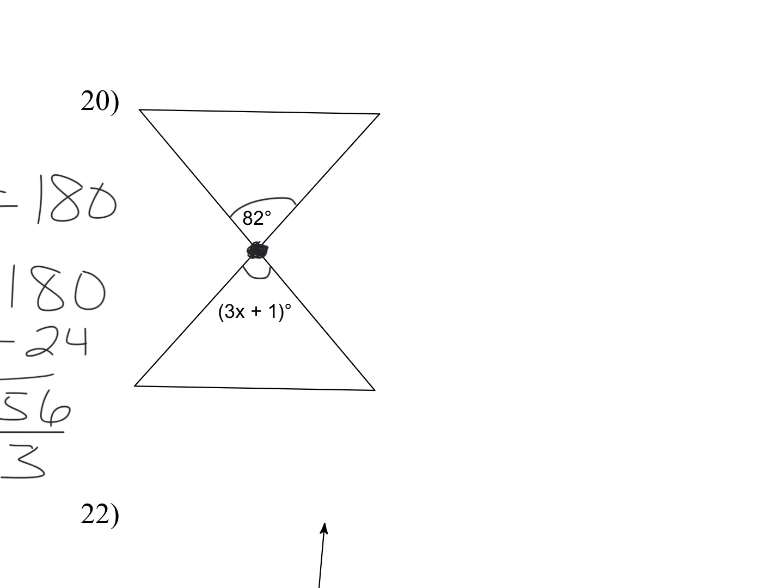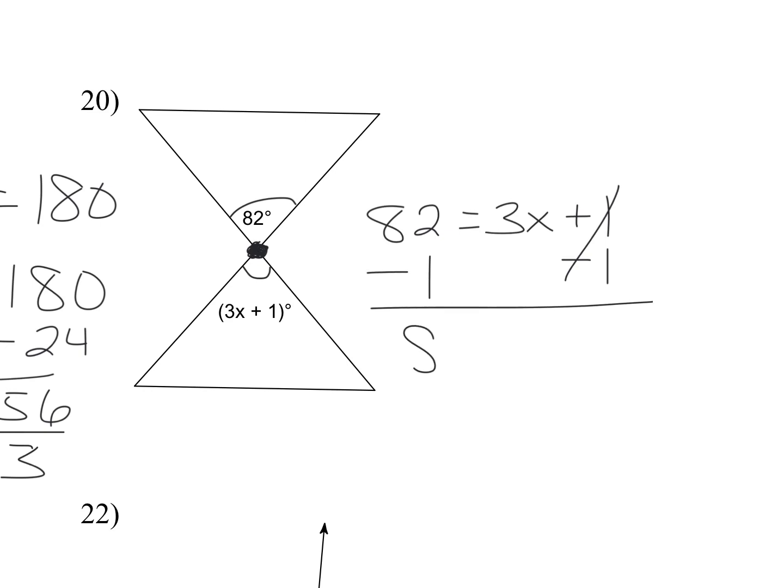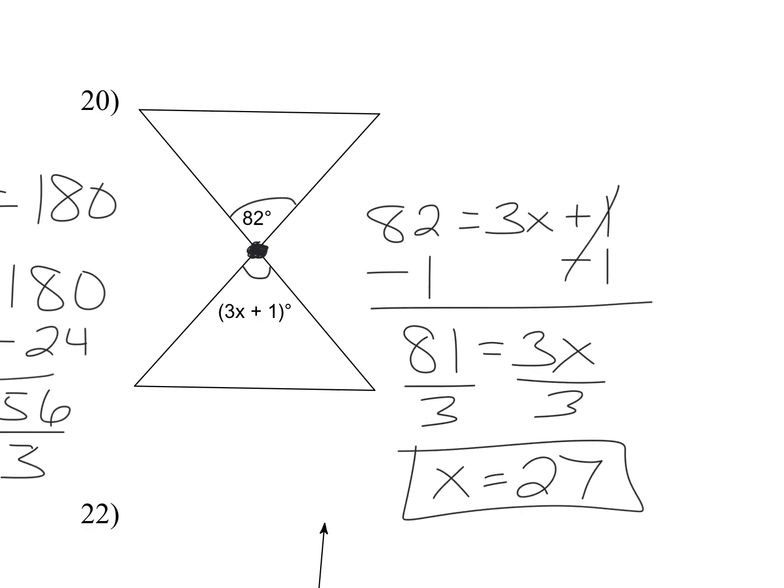So if you know they're equal to each other, or you say they're the same thing, what do you do? Set them equal to each other. Okay, if you know they're equal or you say they're the same, set them equal to each other. How would I solve this? So x minus 1 equals 136. We want to subtract 1. So we have 81 equals 3x. Last step, divide by 3, x equals 27.